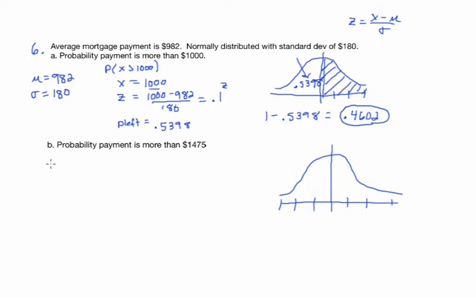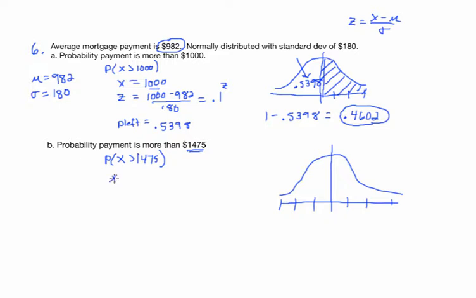Part B, probability that our payment is more than $1,475. Think about this for a minute. If this is the average, the probability that's more than that, I bet this is going to be a pretty low probability. That's quite a bit higher than the average. We'll see. We're trying to find the probability that our data value is greater than 1475.